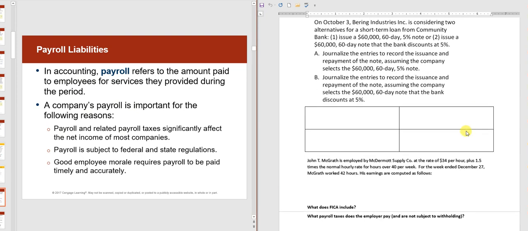Okay, now we're going to switch to payroll. So if you need to take a break, we're completely switching. Go ahead and pause it and take a break. But we're going to talk about payroll.